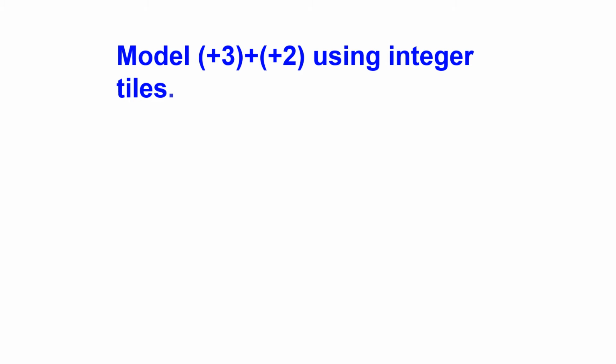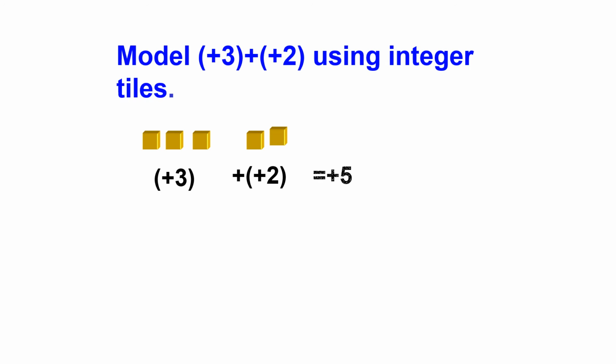Let's just try to model. We want a positive 3 and we want to add on a positive 2. And these are just integers. These are the little square ones. So there's 3. There's 2 more. When we add them up, of course, we have 5. That's pretty straightforward. So what if we change that to x's?